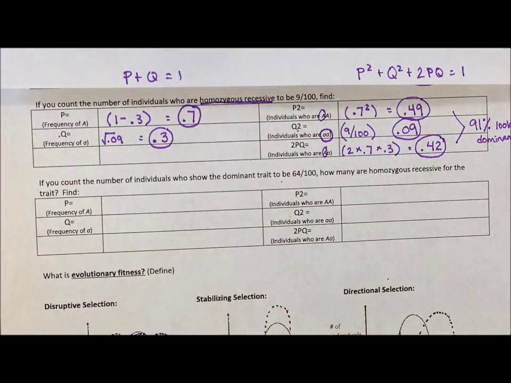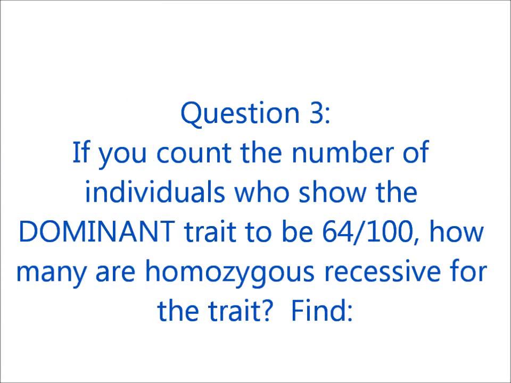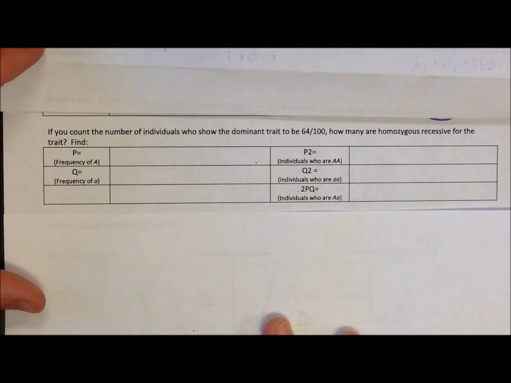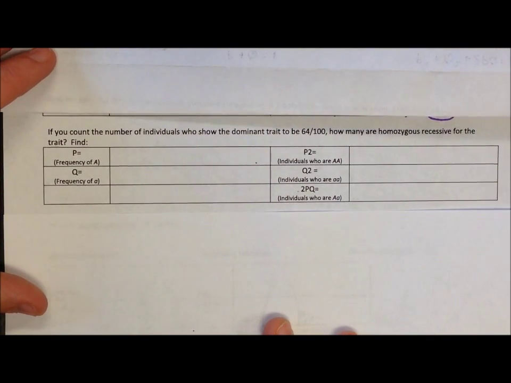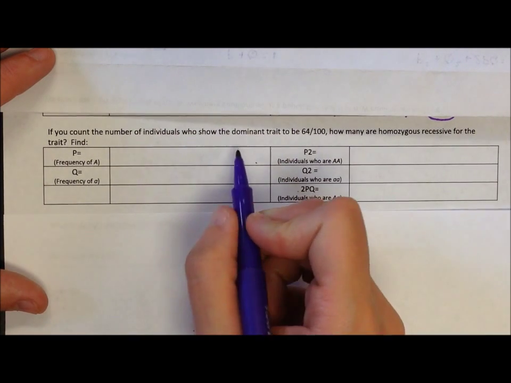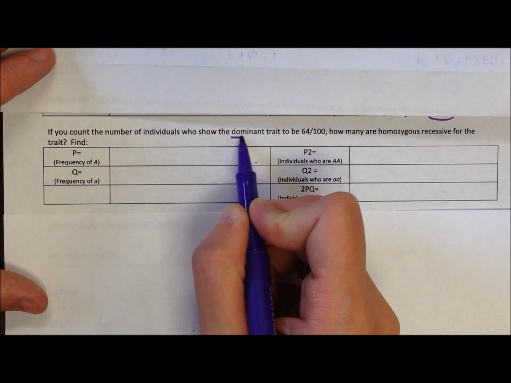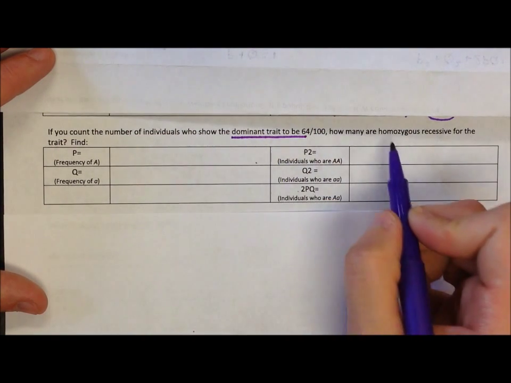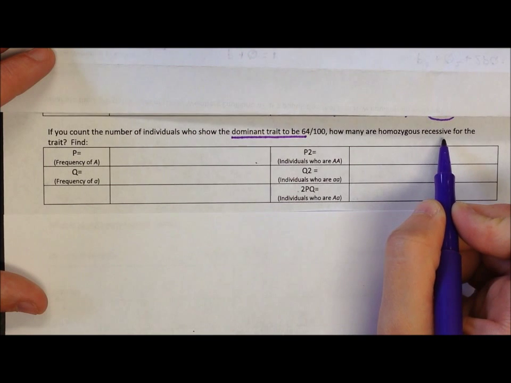Okay, let's try one more. This is probably the hardest Hardy-Weinberg equilibrium problem you would ever be given. And in fact, it's probably beyond what I would ask you on the test, but just in case, I will show you how to do one of these. So the key here is that it says that the dominant trait is 64 out of 100. And we're looking for how many are homozygous recessive.